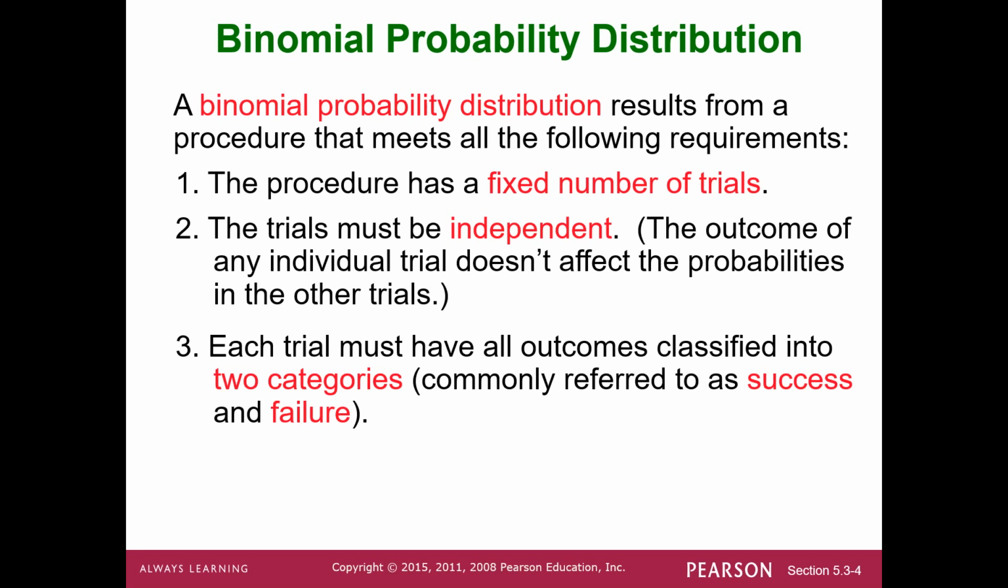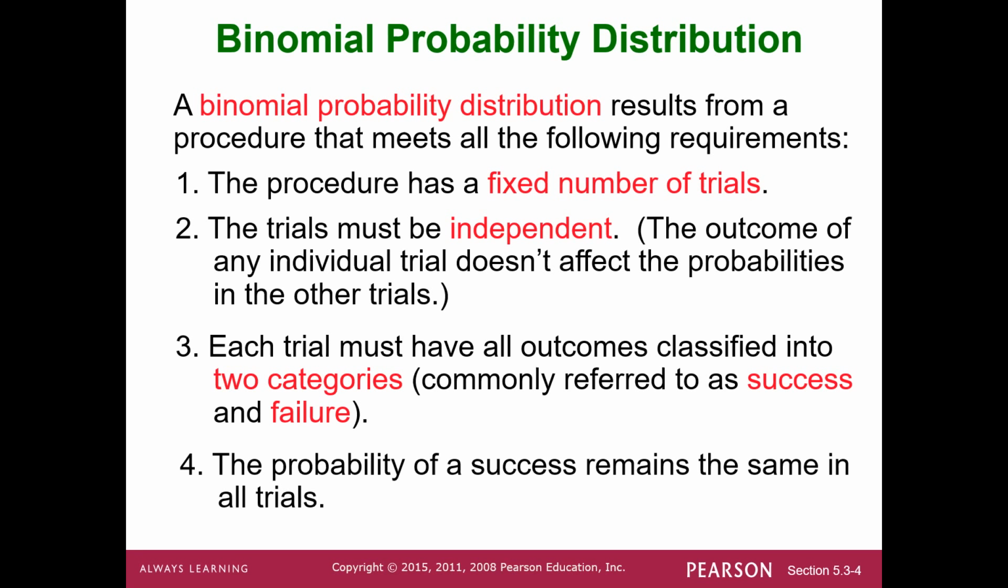And again, that's pass-fail. We commonly refer to this as success and failure. So probability of success, probability of failure. So kind of like an on-off switch. And then the fourth requirement: the probability of a success remains the same in all trials.